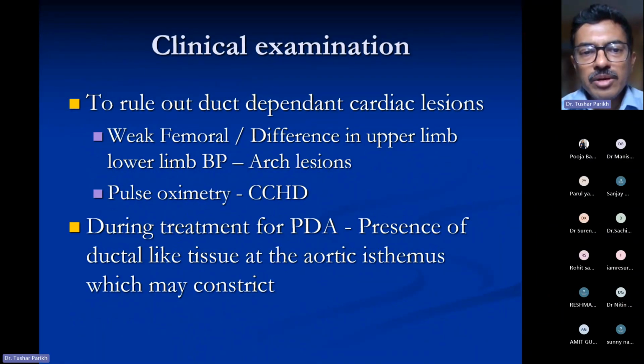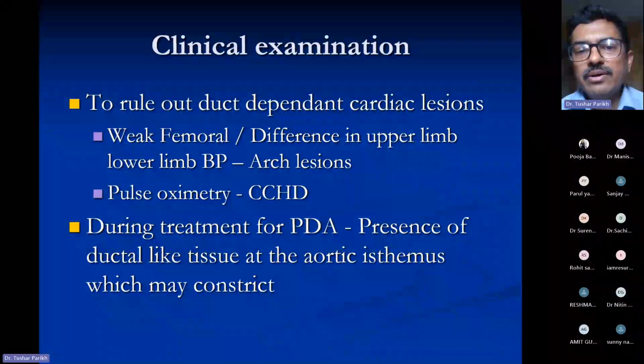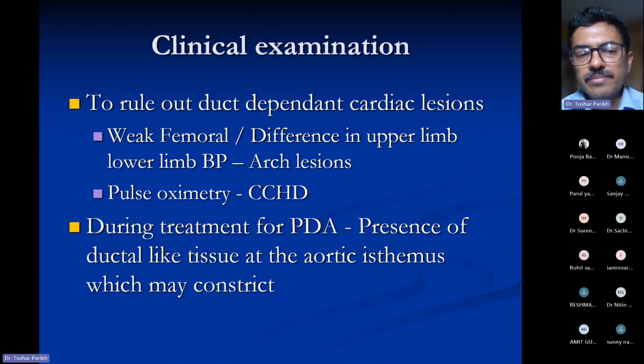So again, weak femoral pulses or a pulse difference may indicate arch lesions. So it is very important that you clinically make sure that there is no difference in the pulsations in the upper limb and the lower limb, and that you are not dealing with an arch anomaly. Also make sure that routine pulse oximetry is done.